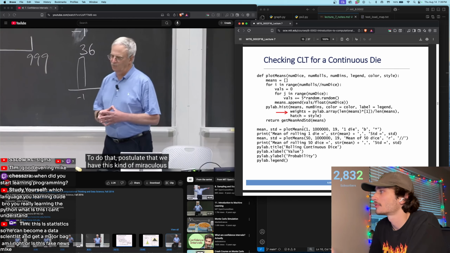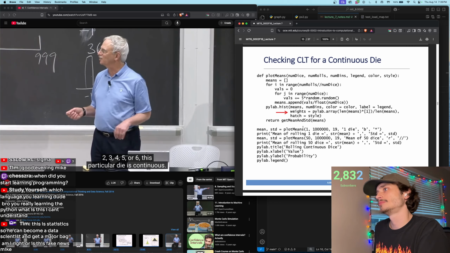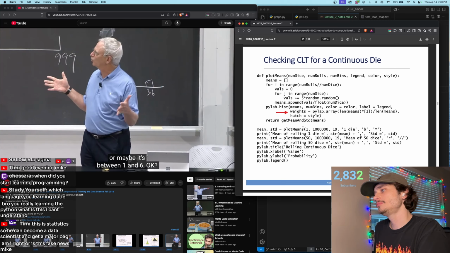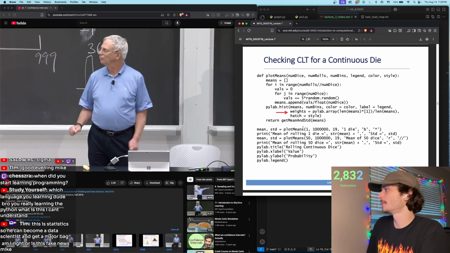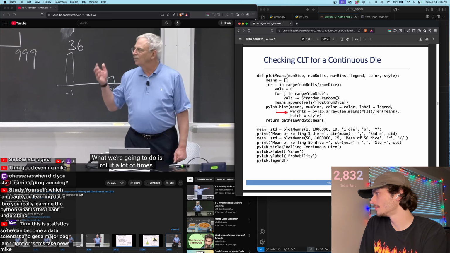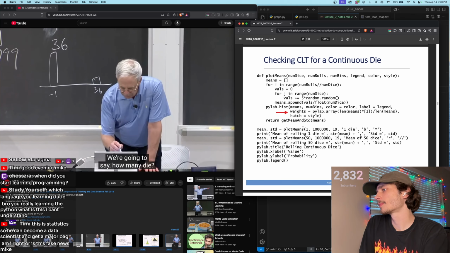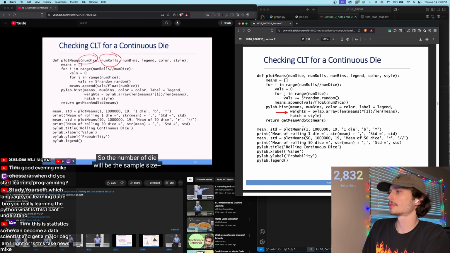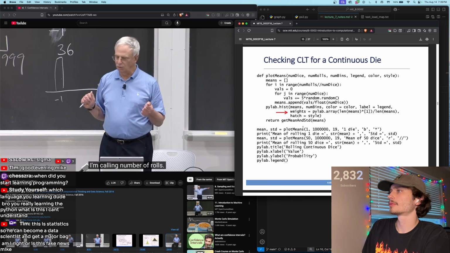To do that, postulate that we have this kind of miraculous die. So instead of a die that when you roll it, you get a number 1, 2, 3, 4, 5, or 6, this particular die is continuous. It gives you a real number between 0 and 5, or maybe it's between 1 and 6. So it's a continuous die. What we're going to do is roll it a lot of times. We're going to say how many dice, and then how many times are we going to roll that number of dice. So the number of dice will be the sample size. And then we'll take a bunch of samples, which I'm calling number of rolls. And then we'll plot it.